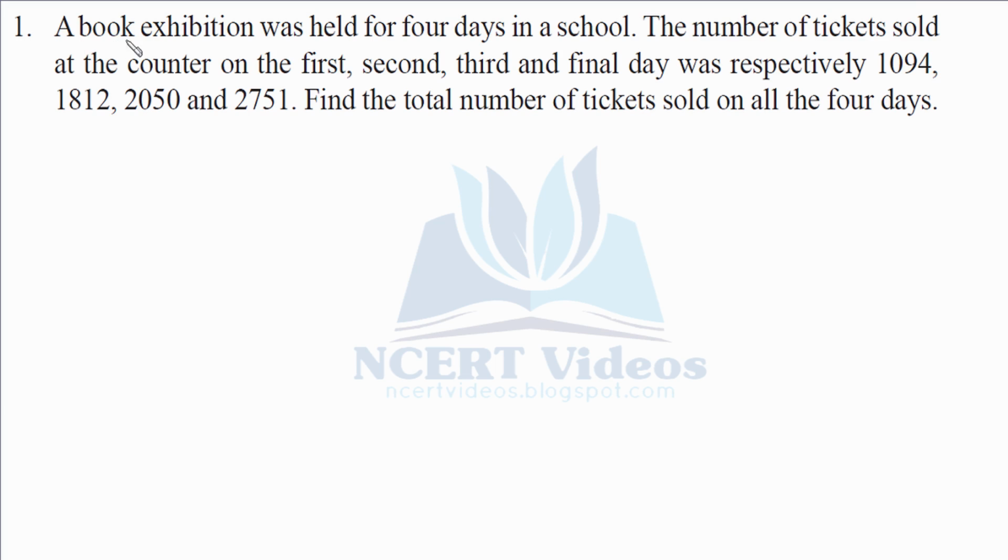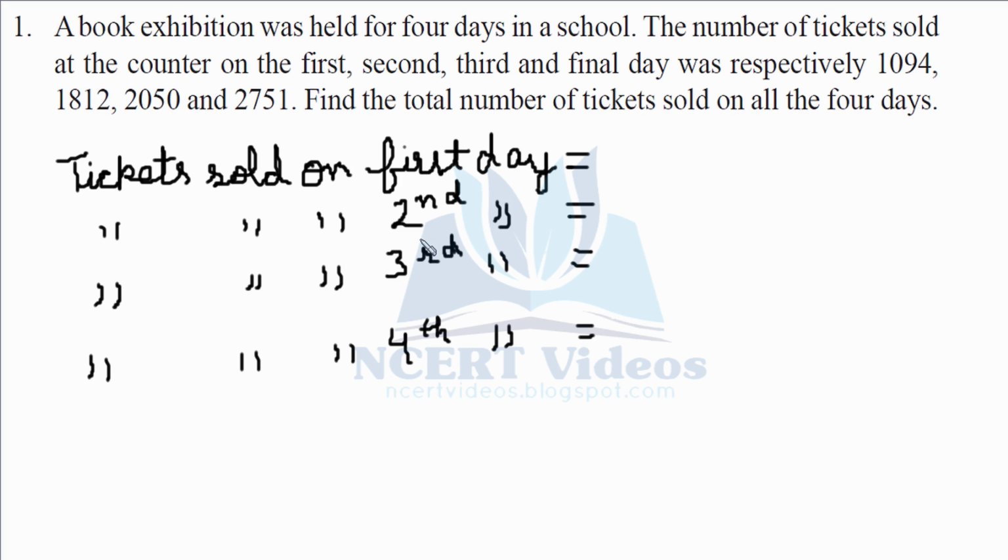A book exhibition was held for 4 days in a school. The number of tickets sold at the counter on the first, second, third, and final day was respectively. These are the given numbers. Find the total number of tickets sold on all 4 days. So we are writing for the individual days.